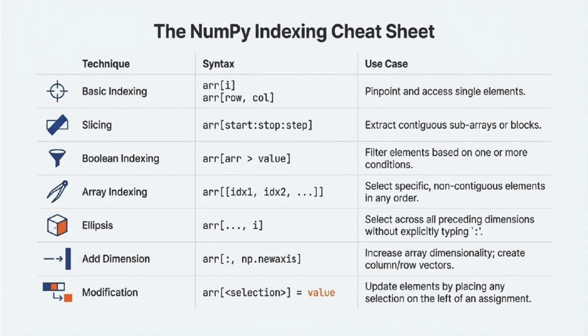The NumPy indexing cheat sheet summarizes the major techniques for accessing and manipulating array data, ranging from simple element access to advanced filtering and reshaping. It highlights when to use basic indexing, slicing, Boolean and array indexing, ellipsis, dimension expansion, and in-place modification for efficient numerical computation.